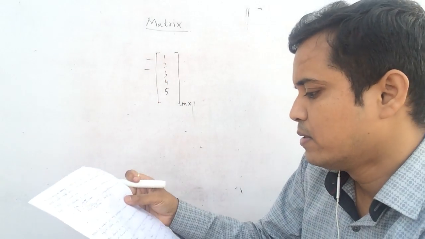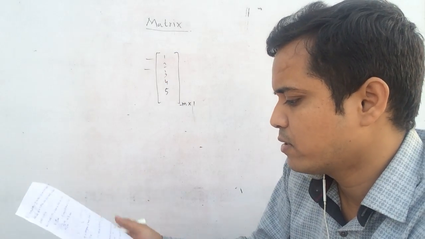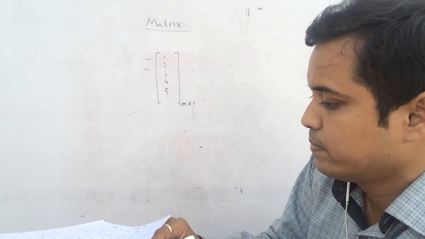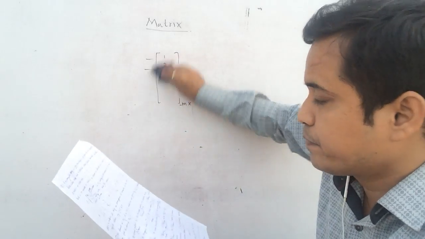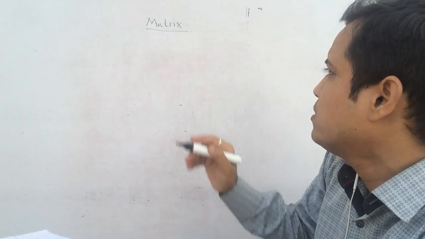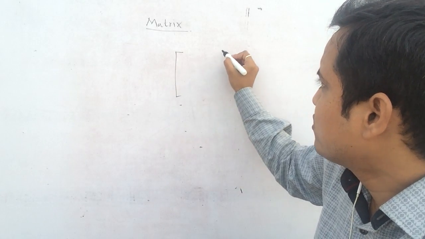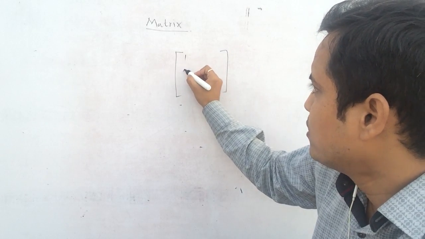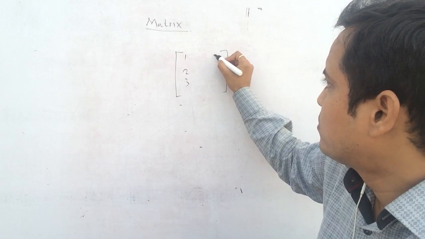This is called column matrix. Okay, all right, m cross n. Now the third is rectangular matrix. So rectangular means m is not equal to n here, like 1, 2, 3, 3, 2, 1.